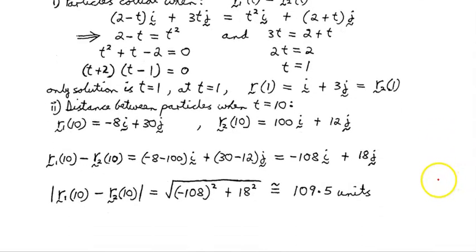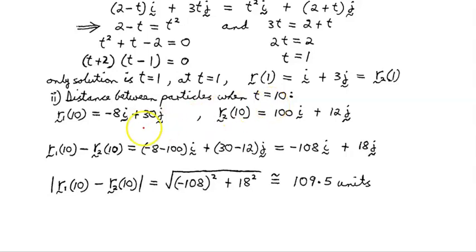For the distance between the two particles at t equals 10, we need to find the position vectors at t equals 10. For the first one, put 10 in there: 2 minus 10 is minus 8i, 3 tens are 30, so minus 8i plus 30j. For the other particle, 100i, 10 plus 2 is 12j. Now we need to find the displacement vector from one particle to the next. So let's take r1 at 10 minus r2 at 10.